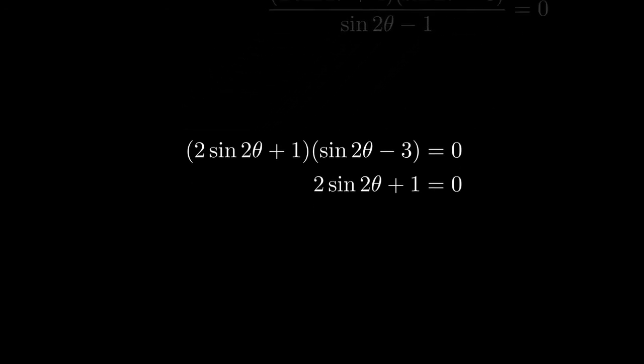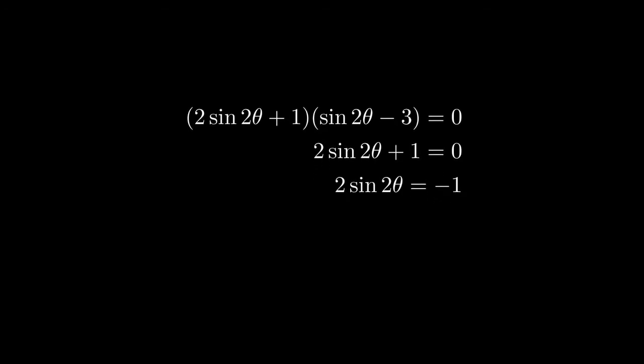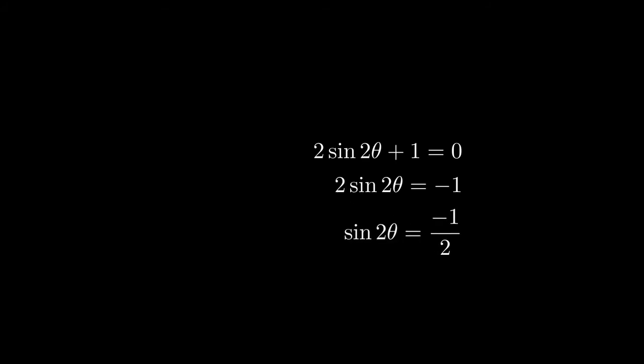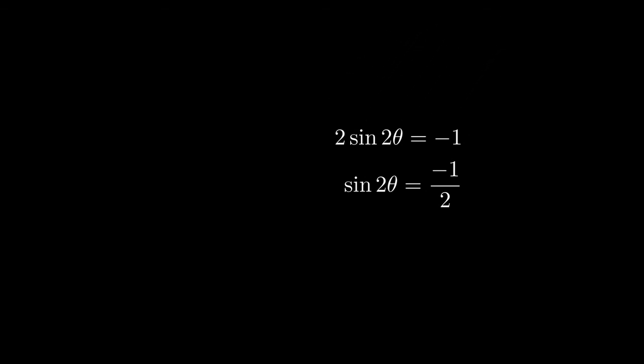We're going to solve for 2 theta. So you subtract 1, divide by 2. So sine 2 theta is negative 1/2. Good. Let's look at the second factor. Sine 2 theta minus 3 is 0. Add 3 to both sides. Now we see that we have sine 2 theta equal 3, but the maximum value of sine 2 theta is 1. This is another place where it's good to have that picture of the sine curve. The sine curve has a maximum of 1, minimum of negative 1, so it can't be 3. So we can throw that out.